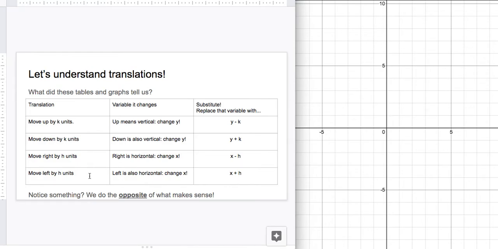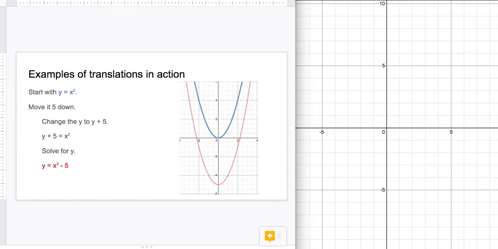Same with the left-right shifting. Right means change x to x minus h. Left means change x to x plus h. So you're going to notice we're doing the opposite of what makes sense. In every case, it makes more sense to do what it says, like up means plus, right means plus. But instead, we're doing the opposite. So if we just keep that in mind, this all becomes easier.